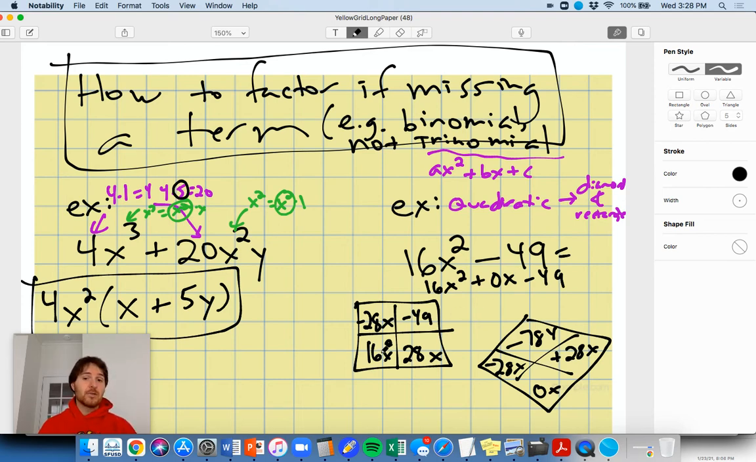16 is not going to go into 28. What are some other factors of 16? 8? Well, 8 doesn't go into 28. 8 and 2, so that doesn't work. But 4. 4 goes into negative 28 negative 7 times. So check it out here.